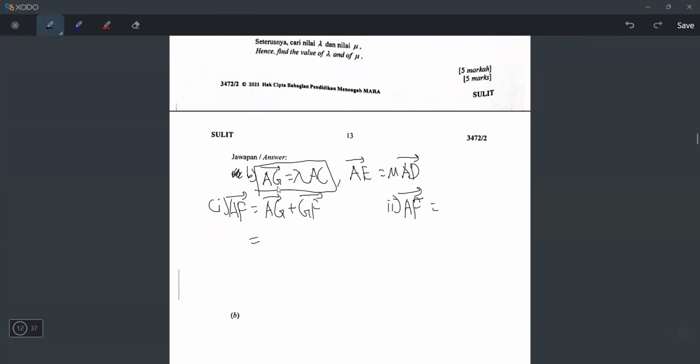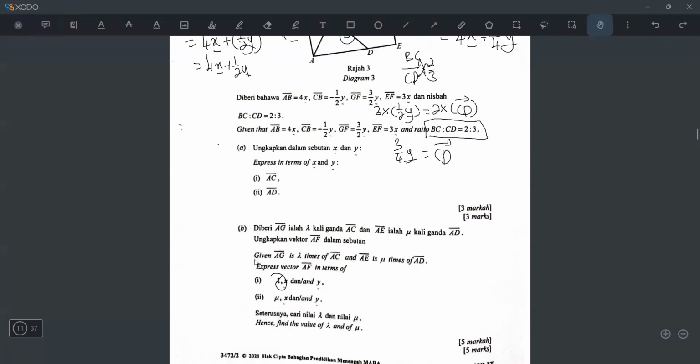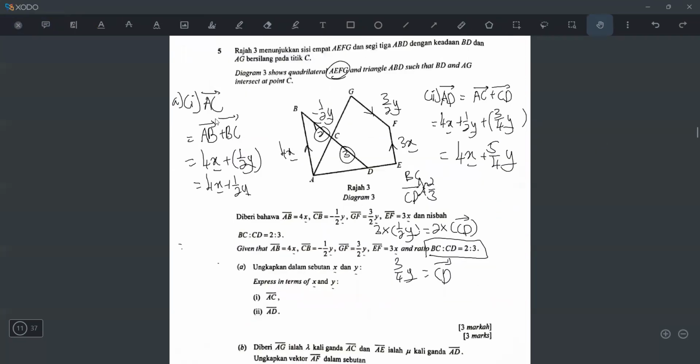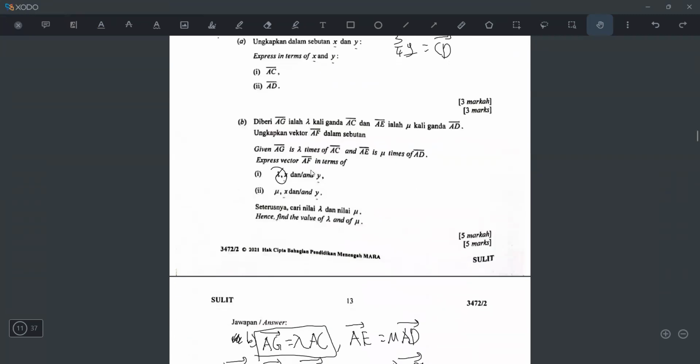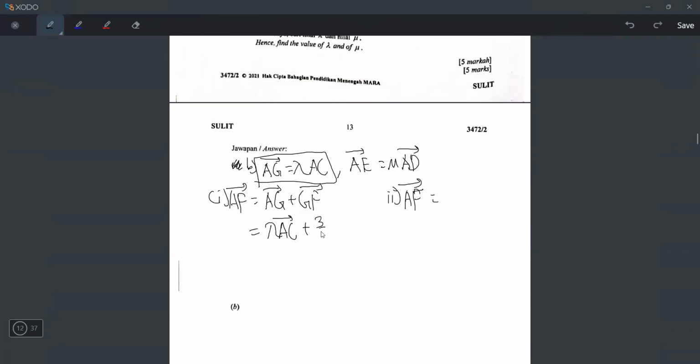Okay. And the AG I change to lambda AC. And then GF I just look above. I look at A. Does A have GF? A doesn't, right? Then look at the diagram. See? 3/2y. So you can just put in 3/2y here.